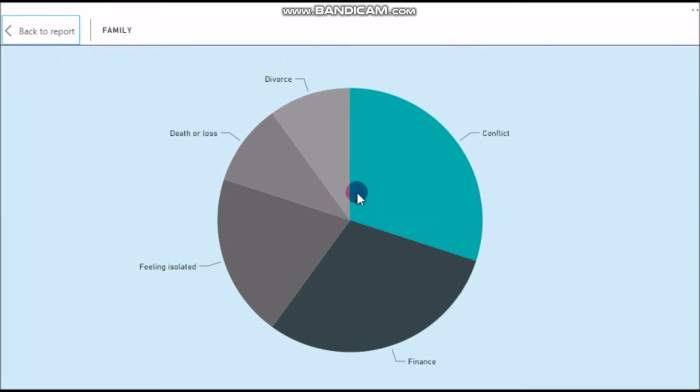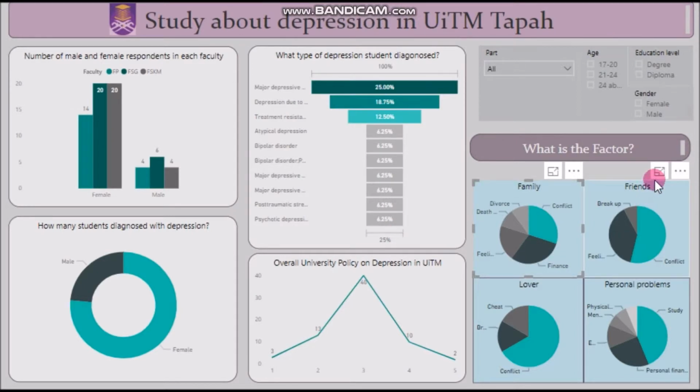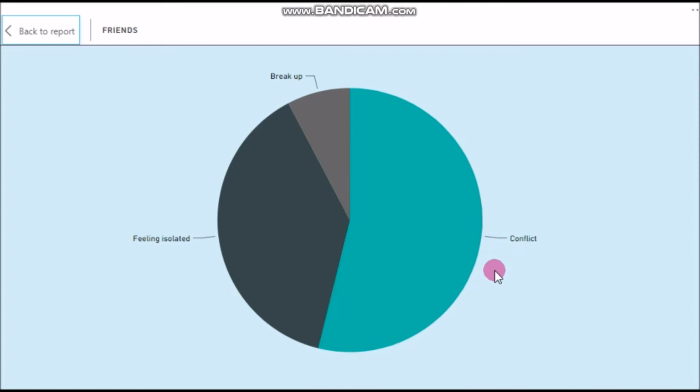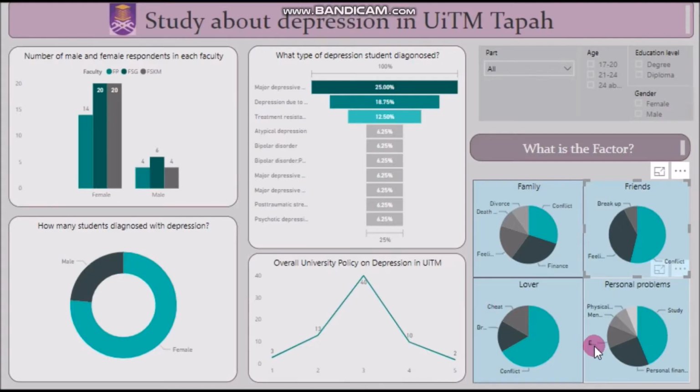So back to report. Next factor is friends. The highest is conflict. The second one is feeling isolated. And the third one is breakup. So back to report. So let's see lover.